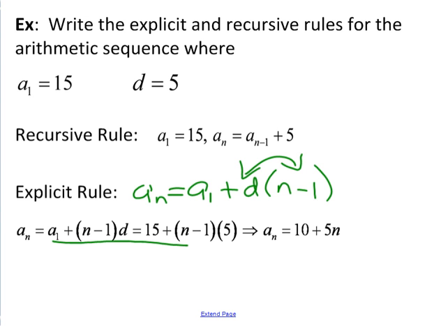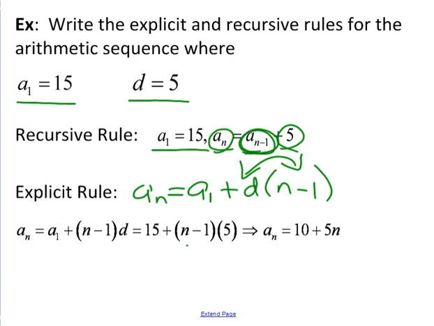Now, the recursive rule, I have a sub 1 is equal to 15, and a sub n is equal to the prior term plus 5. Okay, so here we have an example of writing explicit and recursive rules for the arithmetic sequence, where a sub 1 is 15 and the common difference is 5.